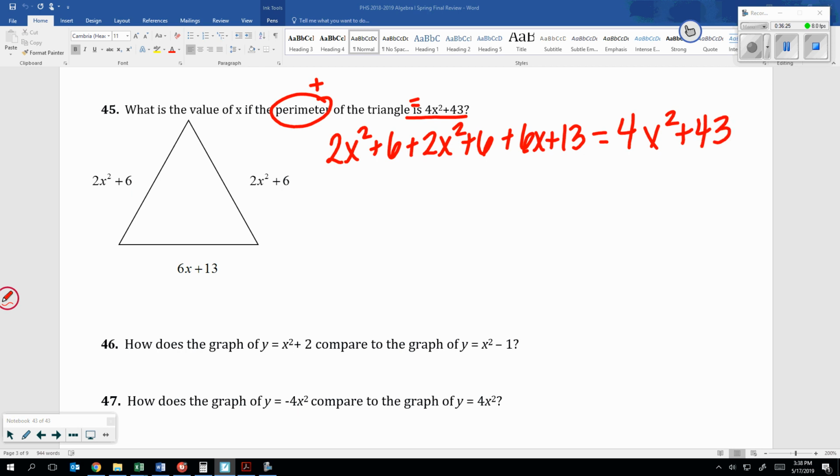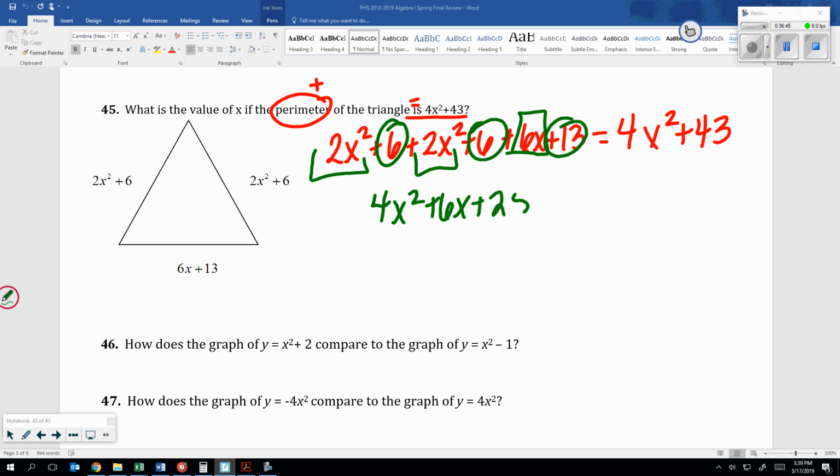Okay, now, the first thing that we have to do with this is combine my terms. So I have a 2x squared plus 2x squared, which is 4x squared. I have just a 6x, so just plus 6x. And then I have 6, 6, and 13, which gives me a positive 25. And it still equals that 4x squared plus 43. Okay, I haven't changed that.